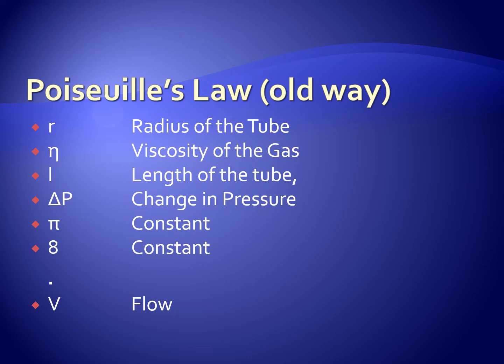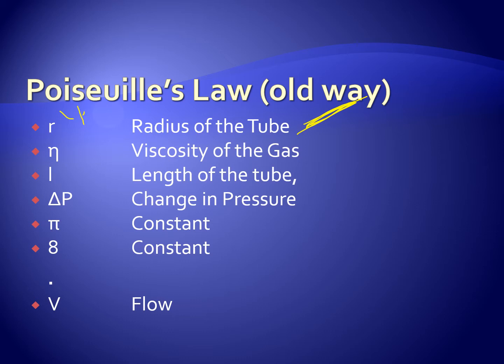This is the old way. This is the official physics way of looking at Poiseuille's law. But some of the things that factor into Poiseuille's law is the radius of the tube. This is going to be the big one. We'll talk about this one in our situation, especially our radius to the fourth power, which will be a 16-fold change, either increasing or decreasing.